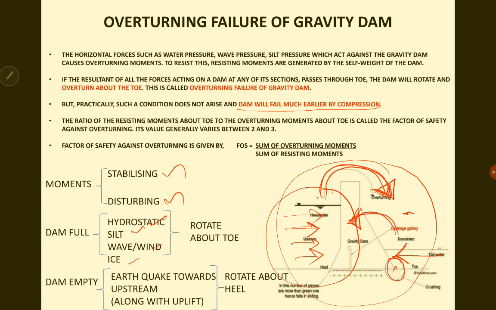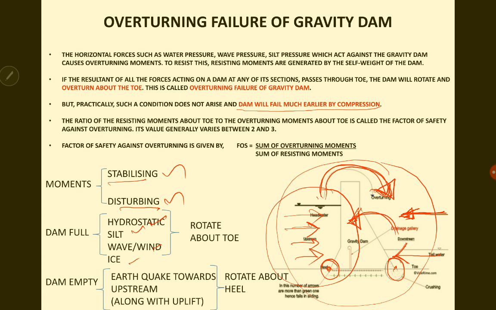If there is an earthquake moving towards the upstream side, along with uplift, in that case what will happen? The dam will start rotating about the heel part. Okay, so there are always two kinds of forces, stabilizing and destabilizing, otherwise called disturbing forces.